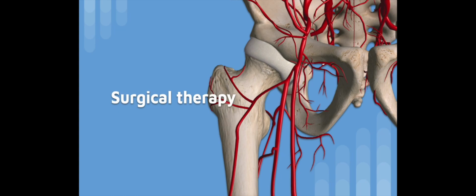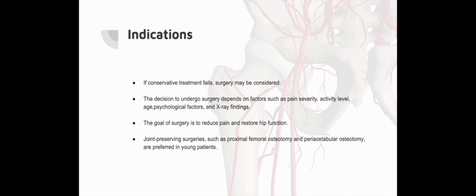The next chapter is on surgical therapy. Indications. When conservative treatment fails to provide adequate relief, surgical intervention for hip osteoarthritis may be considered. The decision-making process is complex and influenced by various factors, including pain severity, activity limitations, age, living conditions, psychosocial factors, and X-ray findings. The primary goal of the surgery is to alleviate pain and restore hip function, and joint preservation is prioritized, especially in younger patients.